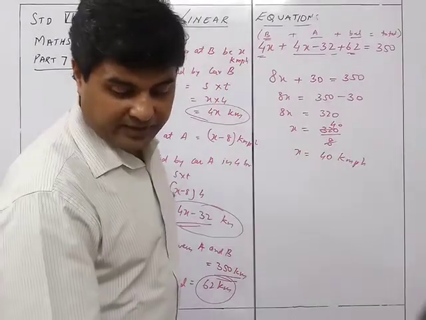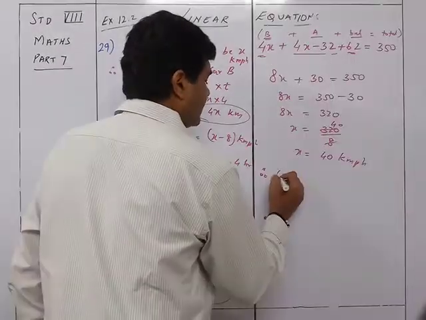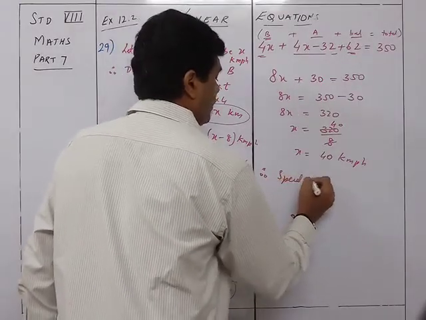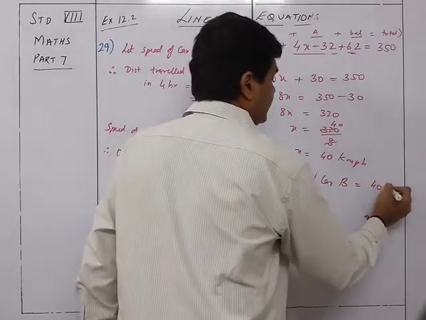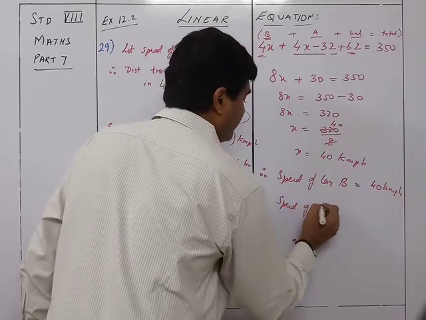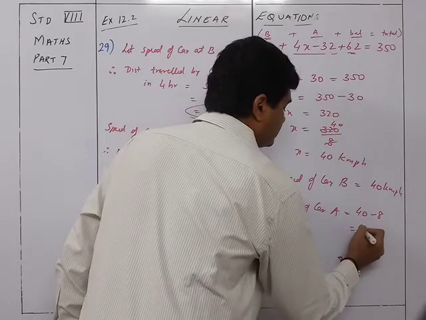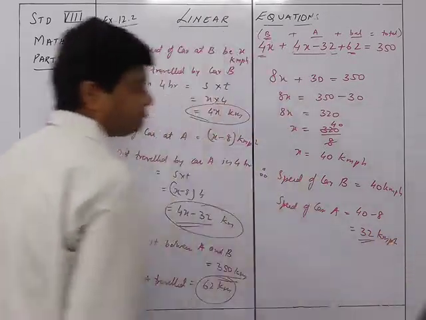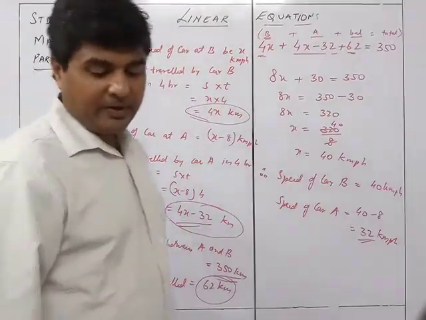So what you need to find is, find the speed of each car. So therefore, speed of car B is equal to 40 kilometers per hour, and speed of car A is equal to 40 minus 8 is equal to 32 kilometers per hour. Okay, that was sum number 29.